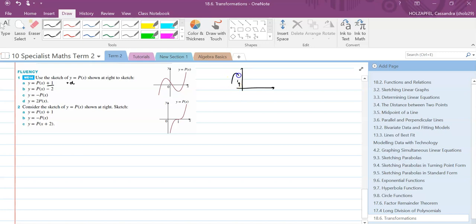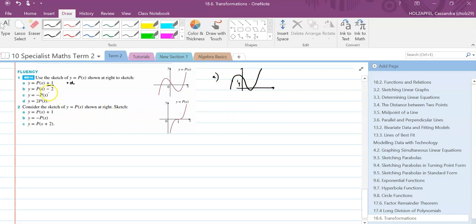And I'm going to attempt to copy this as best I can. That wasn't great, was it? Let's try that again. So a bit more, there we go. That's a little bit more similar to that original function there. So all I've done is shift that entire graph up by 1.